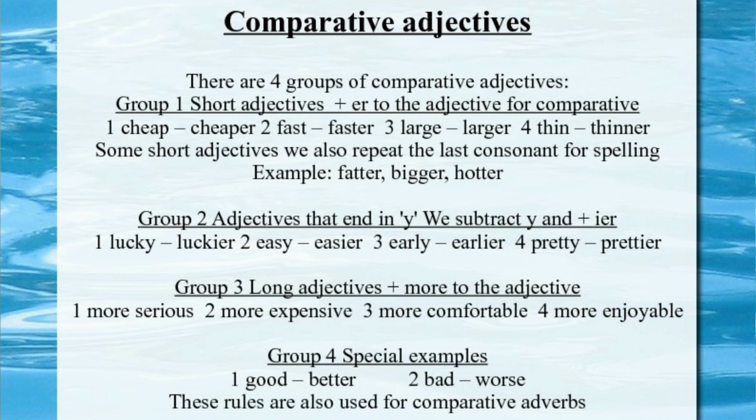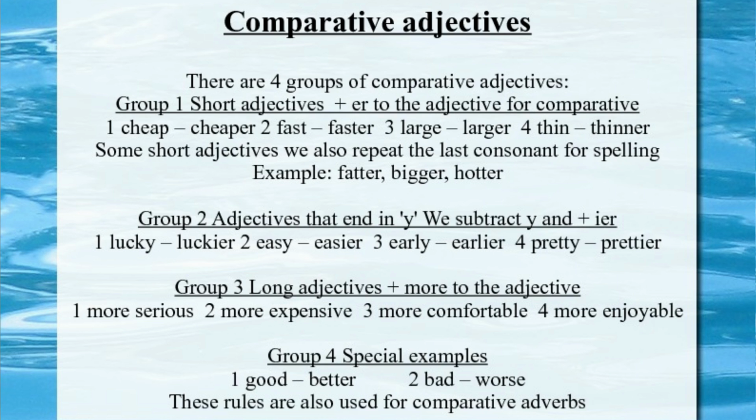Now there are a few adjectives where, when we add the er, we also add a consonant at the end of the adjective in the spelling. So for example, with thin, the comparative adjective is thinner. And we do this with big as well. So the comparative is bigger.